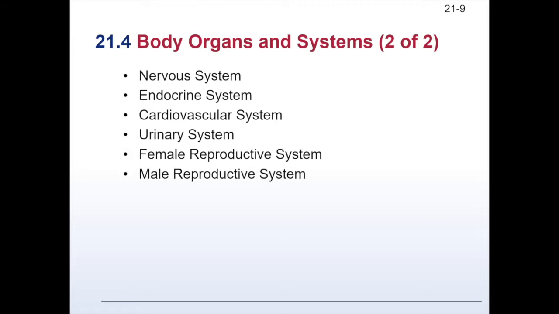Endocrine system. The endocrine system is a major regulatory system that influences metabolism, growth, reproduction, and many other functions. It consists of glands such as the pituitary that secrete hormones.